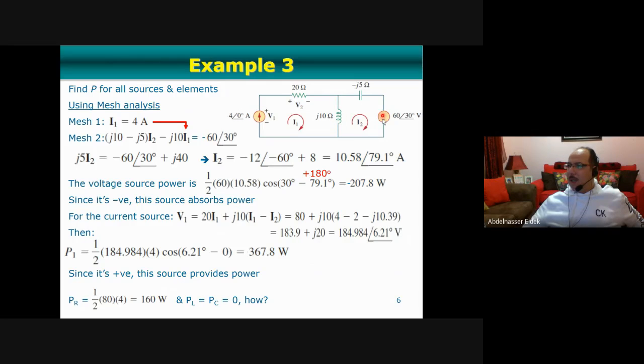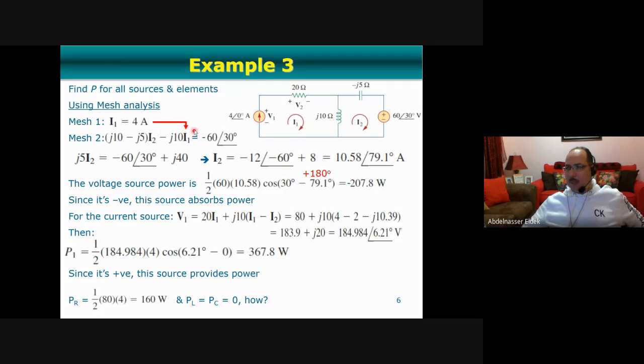And the current here is just I2, so you have to write an equation for I2. So I2 times J10 minus J5, which is the total here, J5, times I2, minus the intersection I1 times J10. This one here equals the source. The source is opposite to the current because it is going up, negative to positive. So opposite to I2, it will be negative 60 at 30 degrees. And you can move this negative inside, which means that you add 180 or negative 180.